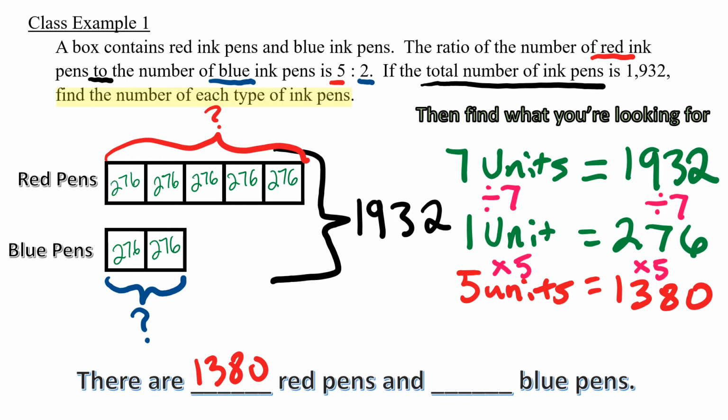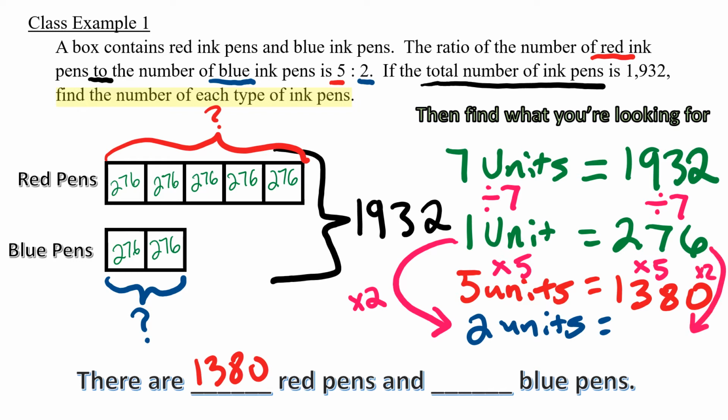Okay, so there's 1,380 red pens. Now I could simply subtract that from 1932 to get the blue pens, or since I already know that 276 is what one box is worth, all I got to do is 2 units, because there's 2 of them for the blue pens. So I'll just do 276 times 2. It's less writing, but to go from 1 to 2 is times 2, so I'm going to go 276 times 2. And 276 times 2 is 552.